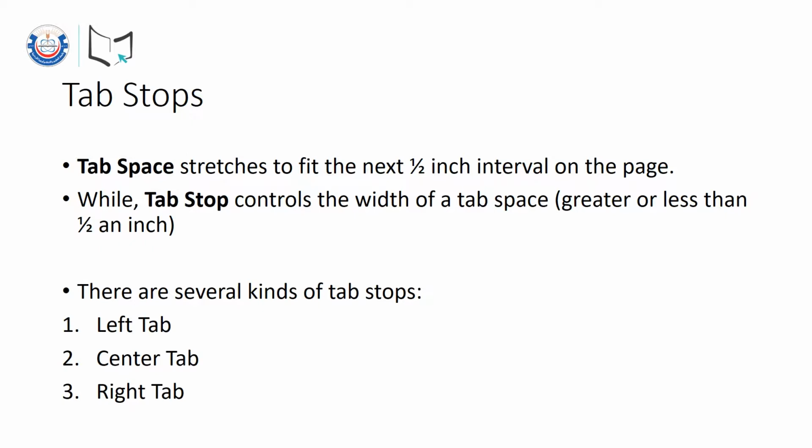Tab stops control the width of a tab space so that it can be greater or less than half an inch. By changing the width of tab spaces, you can align text with tab stops rather than the edge of a column, page, or margin. This can be useful for aligning text different ways in the same line. There are several kinds of tab stops, but the ones we will focus on are the left tab, the center tab, and the right tab.